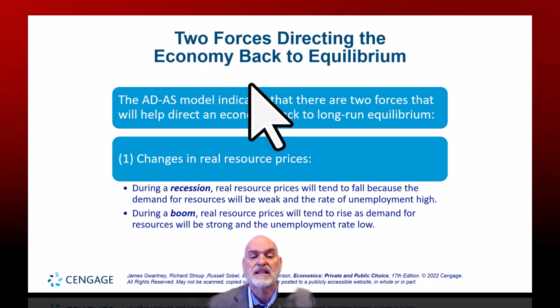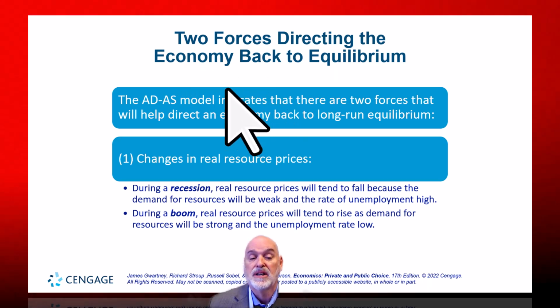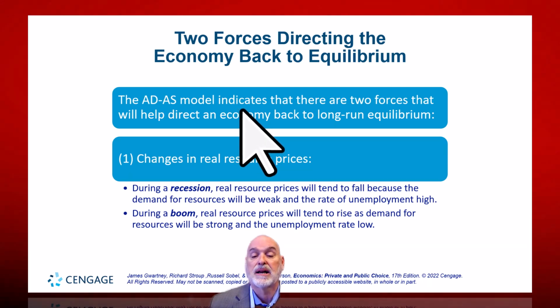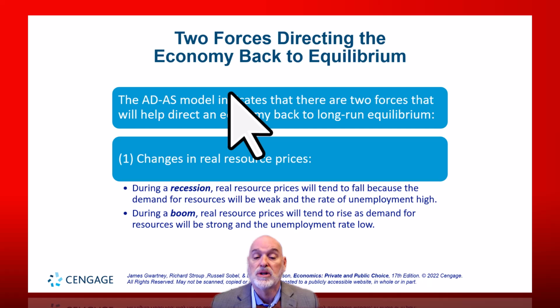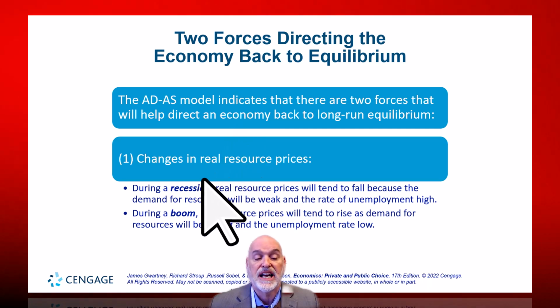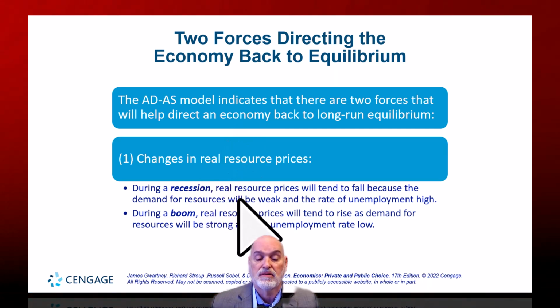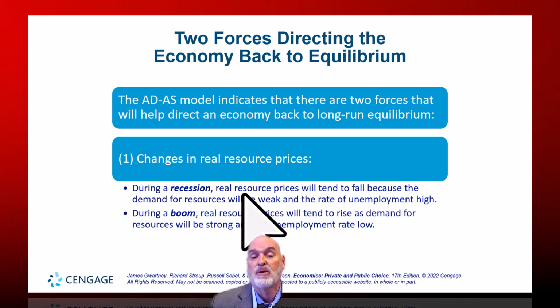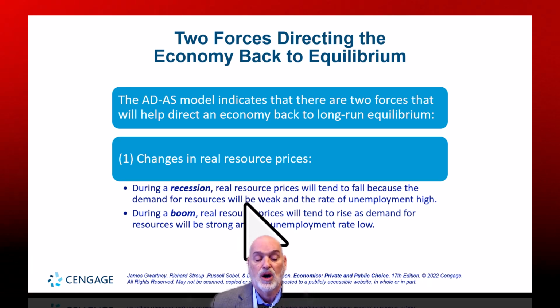Two forces directing the economy back to equilibrium. The AD-AS model indicates that there are two forces that will help direct an economy back to long-run equilibrium. One is change in real resource prices. During a recession, real resource prices will tend to fall because the demand for resources will be weak and the rate of unemployment high. During a boom, real resource prices will tend to rise as demand for resources will be strong and the unemployment rate will be low.